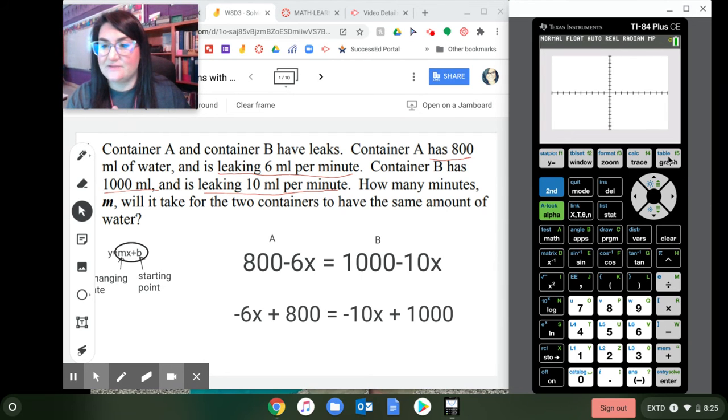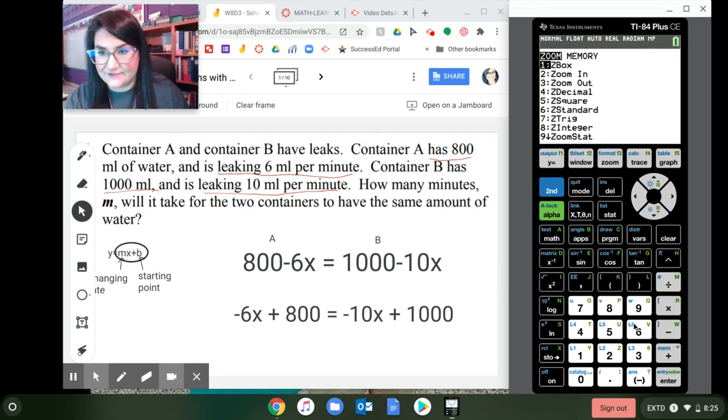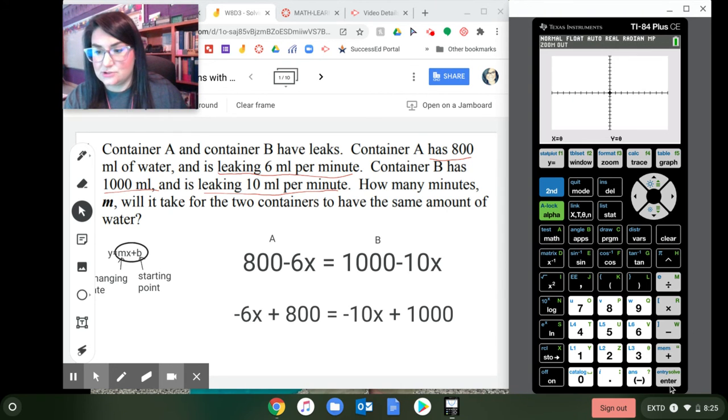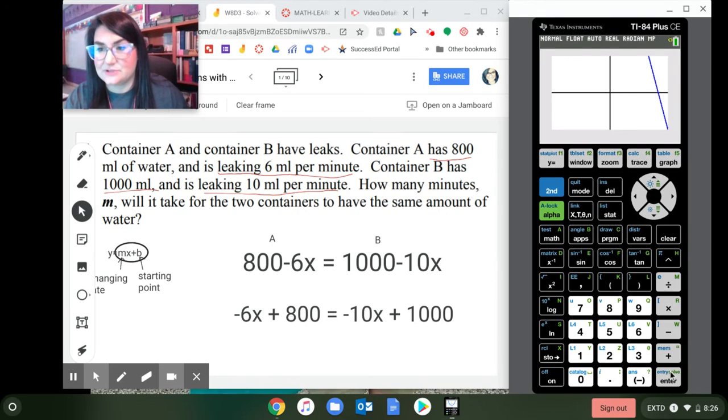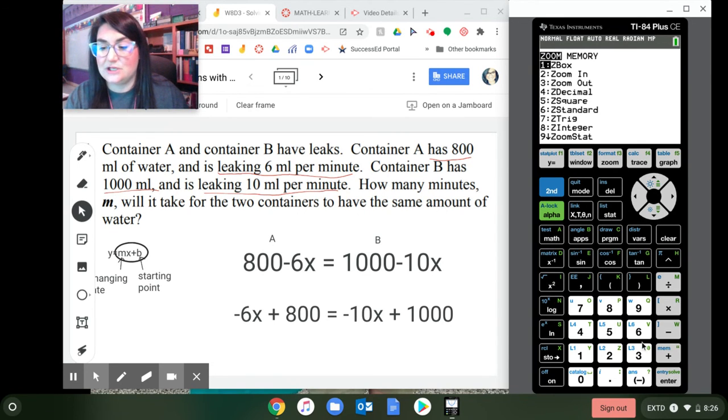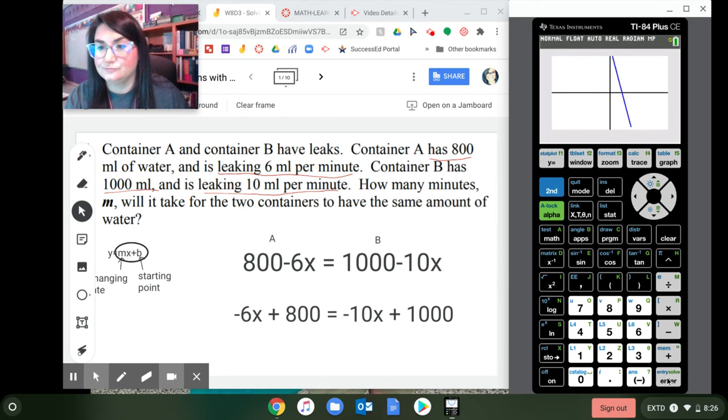Let's look at our graph, see if we can see our, wow, we don't even see our lines. We definitely need to zoom out. Zoom 3, enter. Still can't see it, probably because it's up near 1,000. We're probably going to have to zoom out a couple times. Okay, we see our lines, but we still don't see our intersection. We need to zoom out again. Okay, so our intersection is going to be about right here.